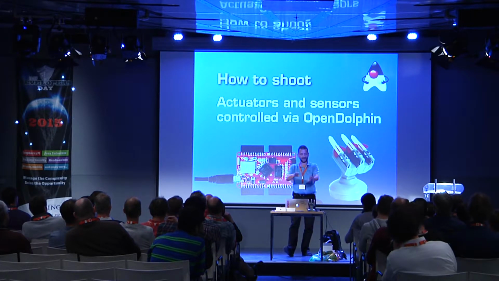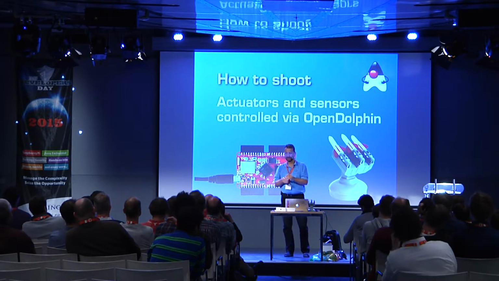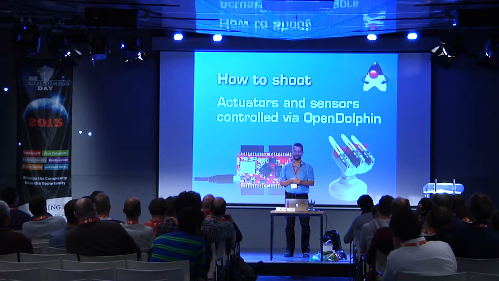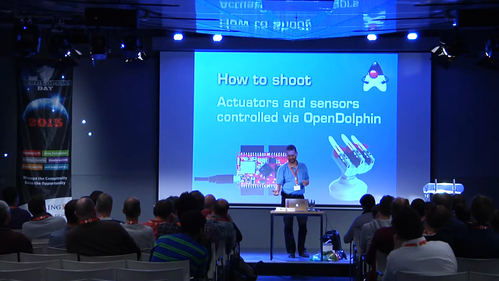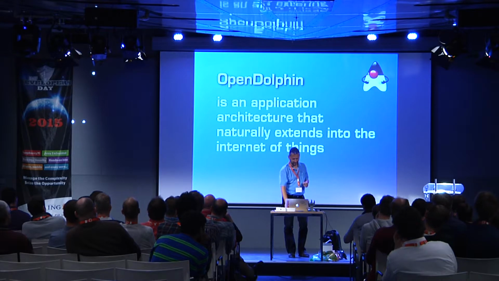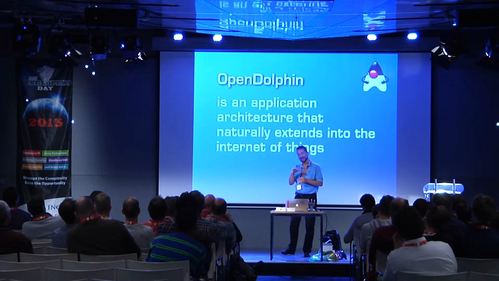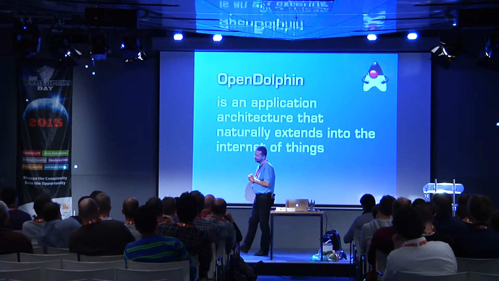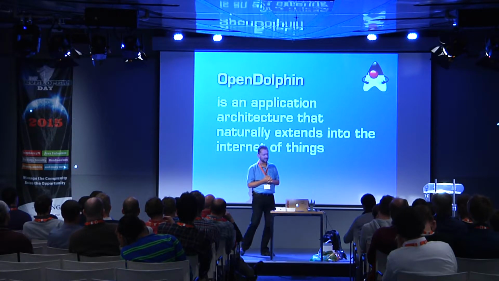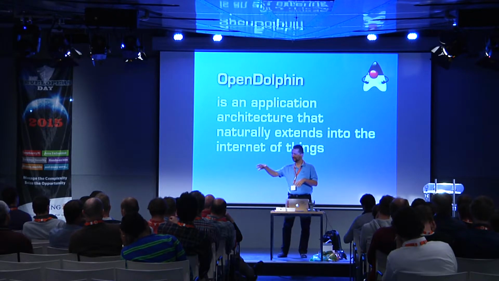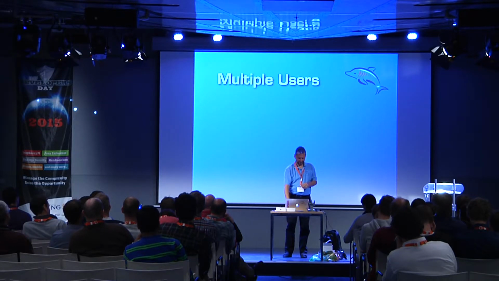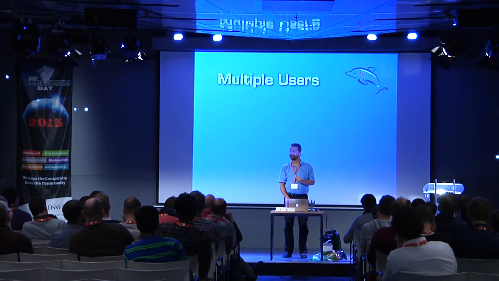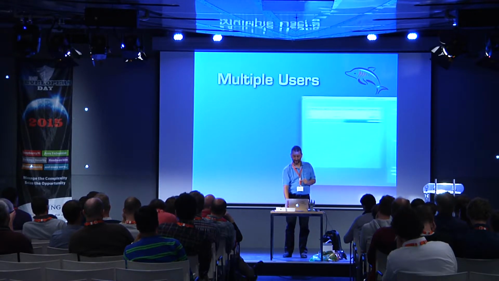These actuators that we have here, sensors and actuators, are controlled by a presentation model architecture that we call OpenDolphin. It's like the name suggests, open source, based on Java and available in Java and JavaScript. It itself is an application architecture or presentation layer architecture. It extends into the Internet of Things just like I described. Interestingly, it supports multiple users at the same time.